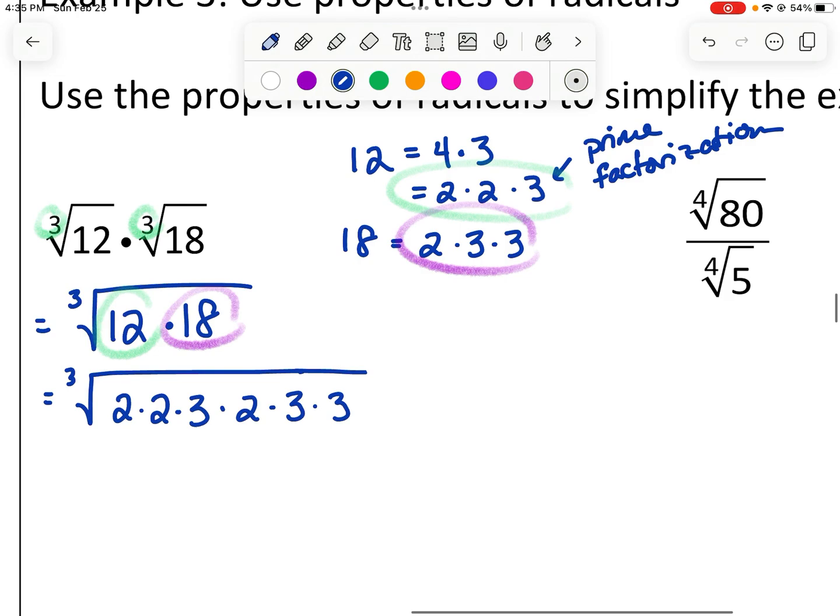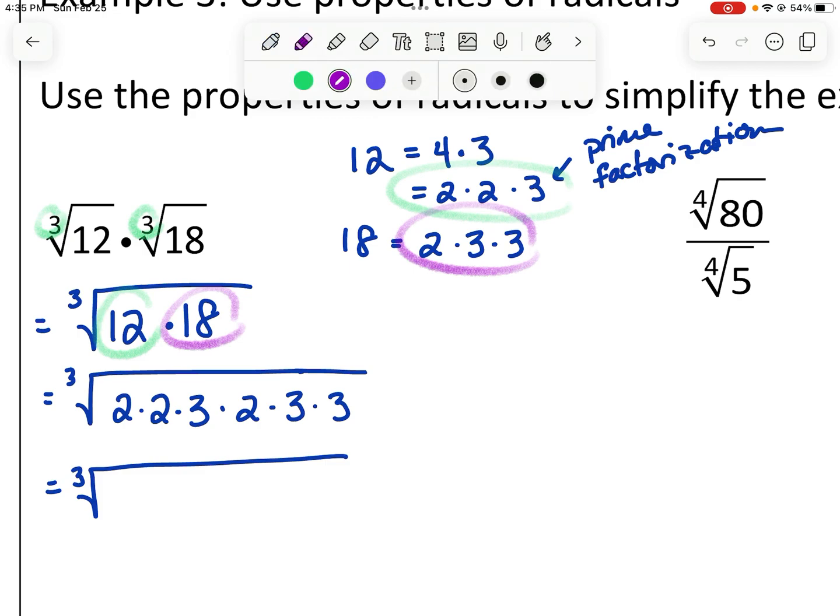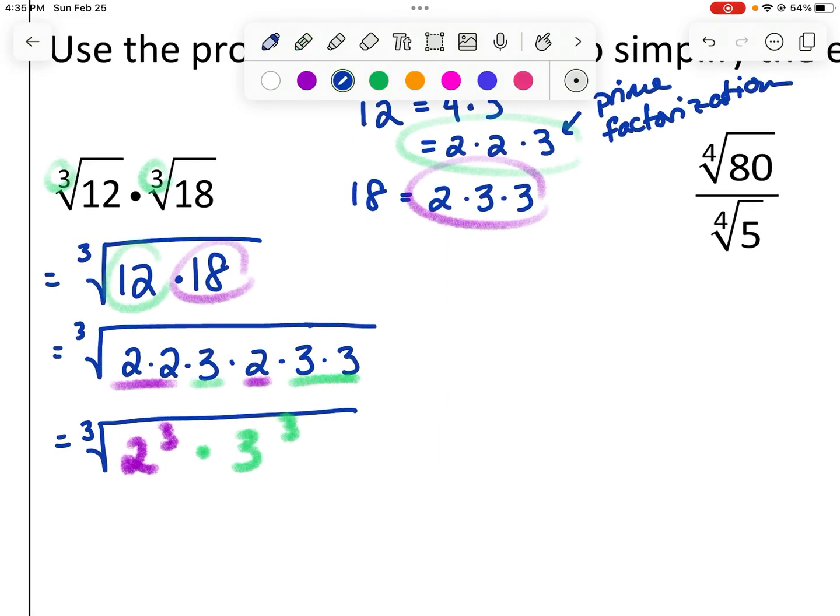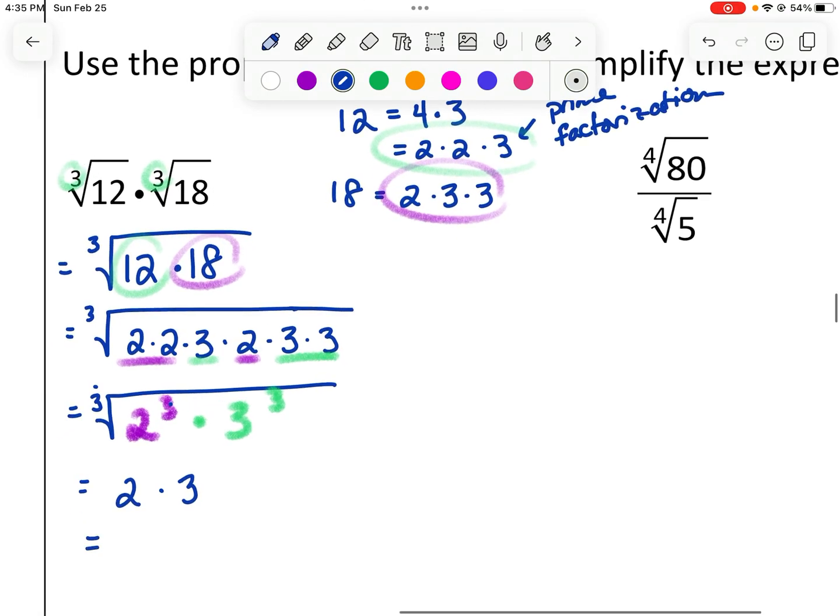Now I'm going to rewrite these in exponent form. So I still have the cubed root of, I have 2 to the 3rd power, and then I have 3 times 3 to the 3rd power. Well, the cubed root of 2 to the 3rd power is 2, and the cubed root of 3 to the 3rd power is 3, and so I end up with 2 times 3, which is 6. Okay, so here we found the prime factorization so that we could easily take the cubed root. Now let's look at the next example.